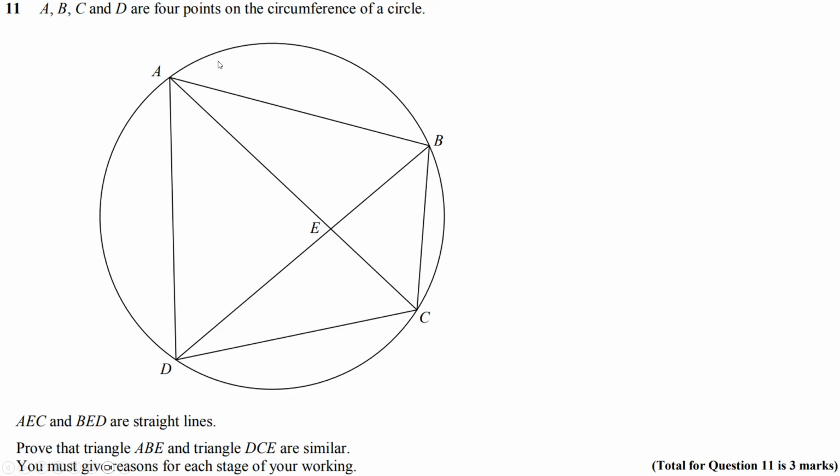A, B, C, and D are 4 points on the circumference of a circle. AEC and BED are straight lines. Prove that triangle ABE and triangle DCE are similar.